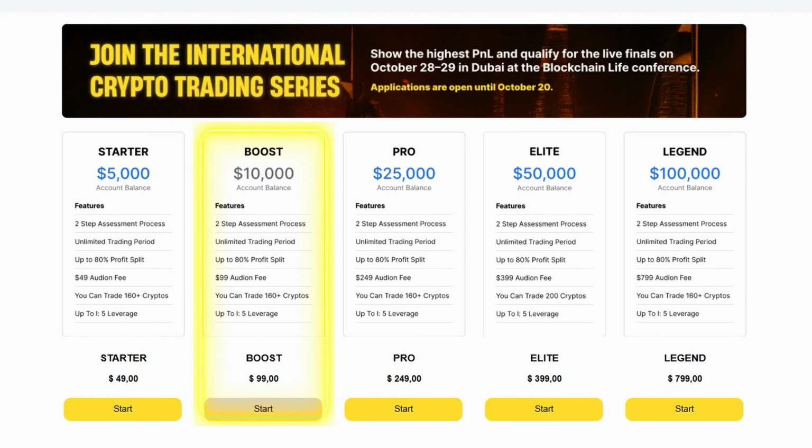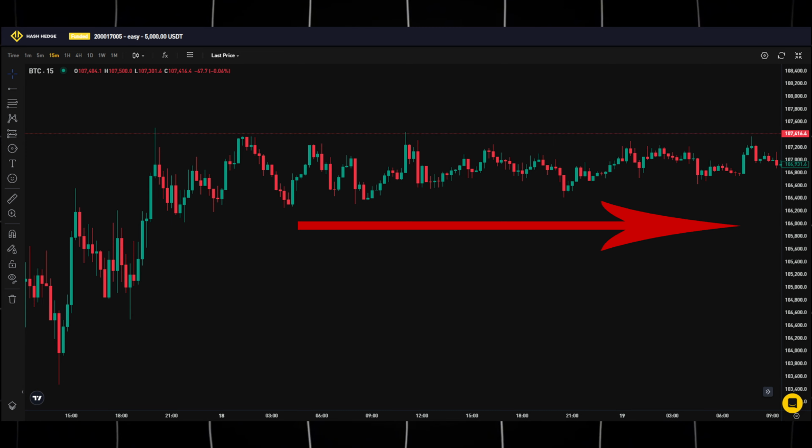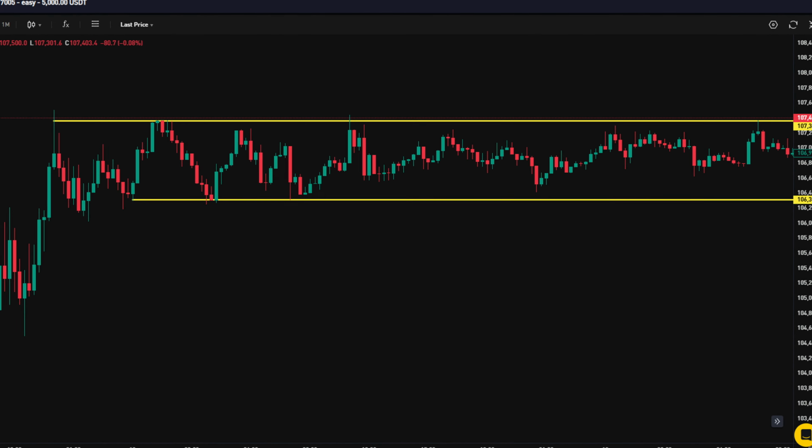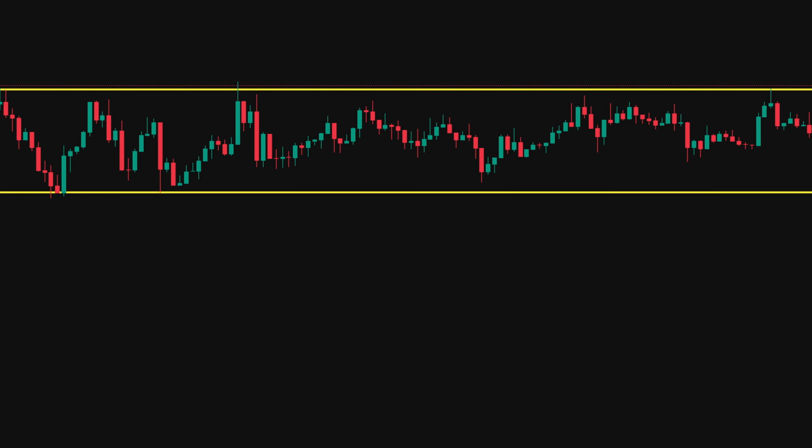We see that the price was first in a small uptrend, and then a sideways movement formed because the highs and lows stopped updating. We draw resistance and support levels. As you can see, the price reacts every time it touches these levels, and that's what we'll take advantage of.